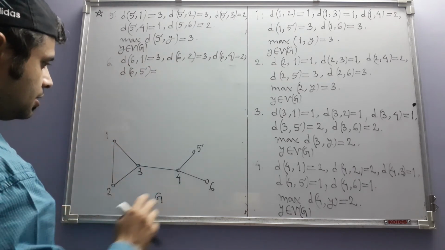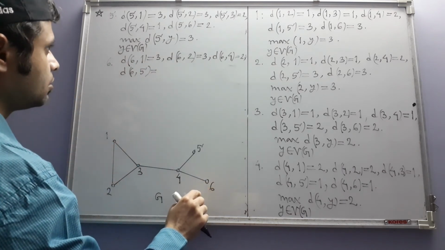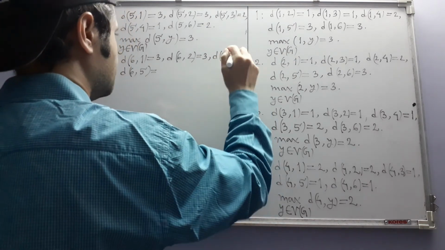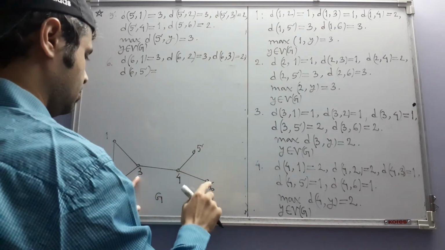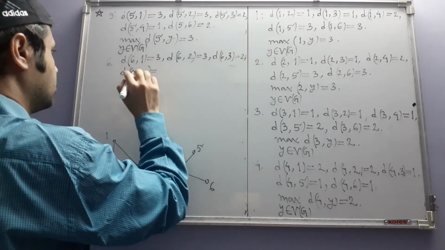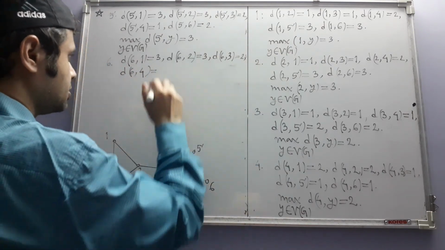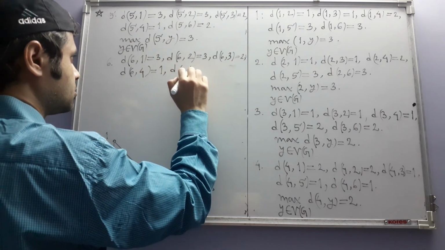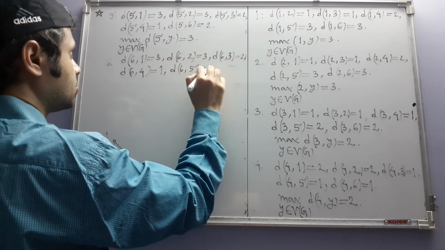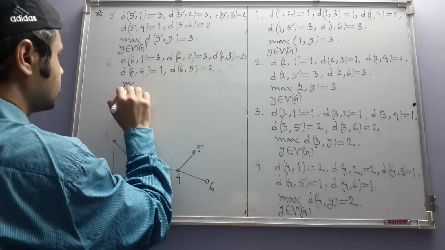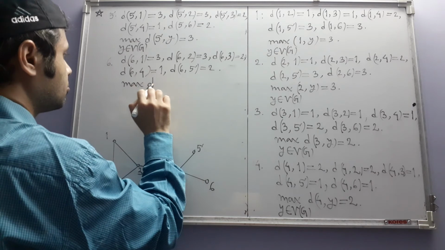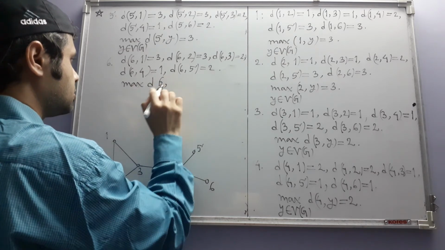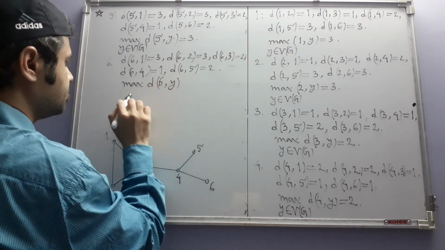Distance between 6 and 4 is what? I think I made a mistake. This is okay. We will have 3 here. Yes. Distance between 6 and 4 is 1. 6 and 5 is 2. Six and so on.